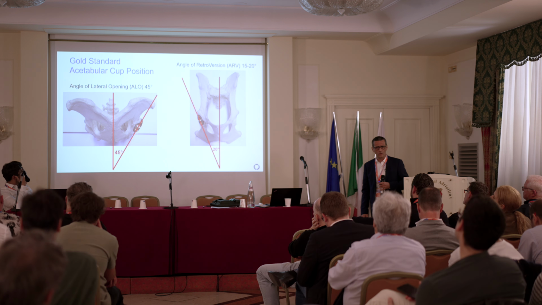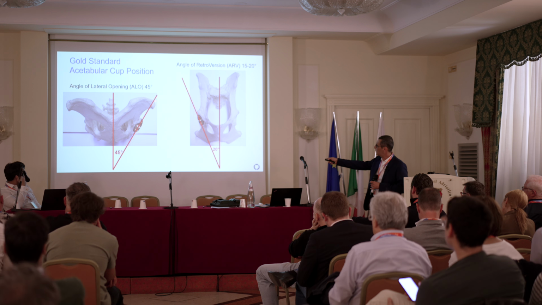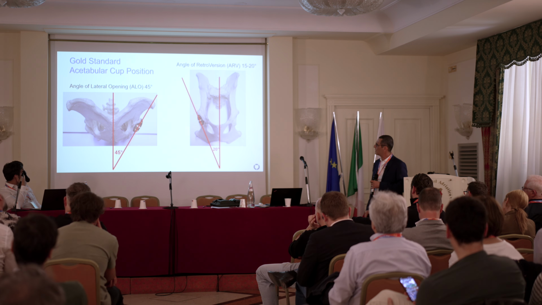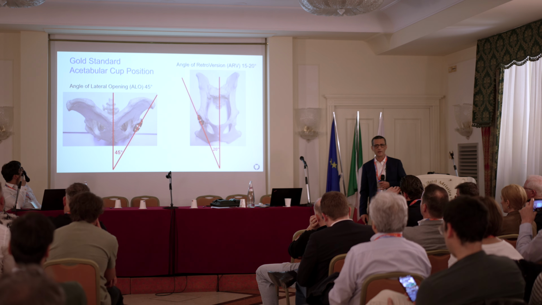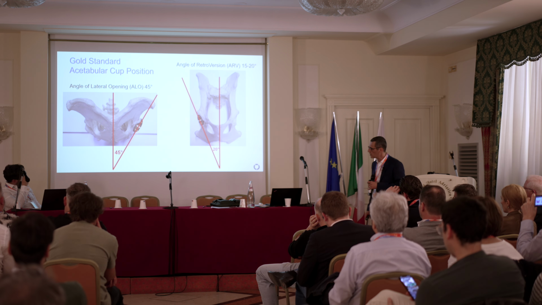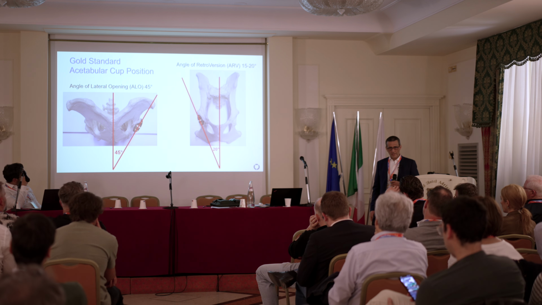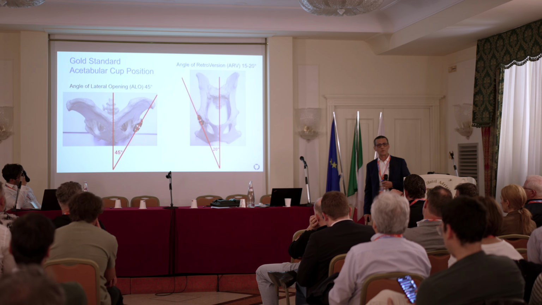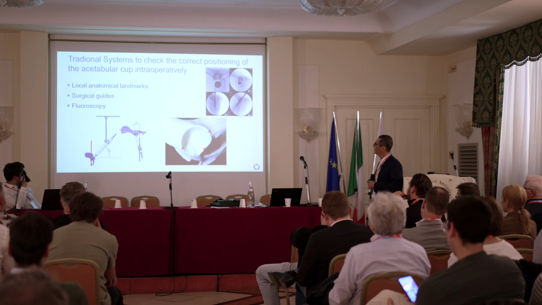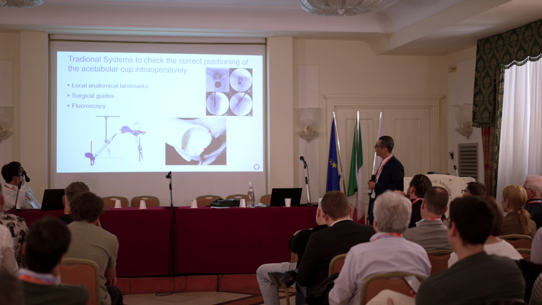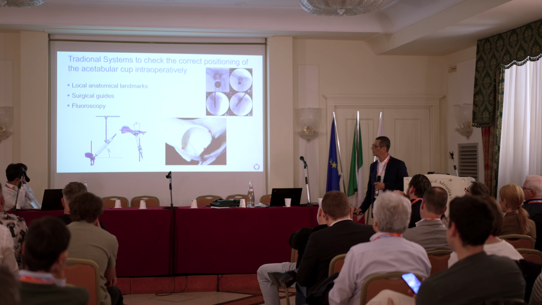So what we want during the surgery for the cup is 45 degrees of lateral opening angle, so lateral inclination or something like this, and 20 more or less degrees of retroversion. This is our target. And to obtain this, we have three systems that we normally combine together.